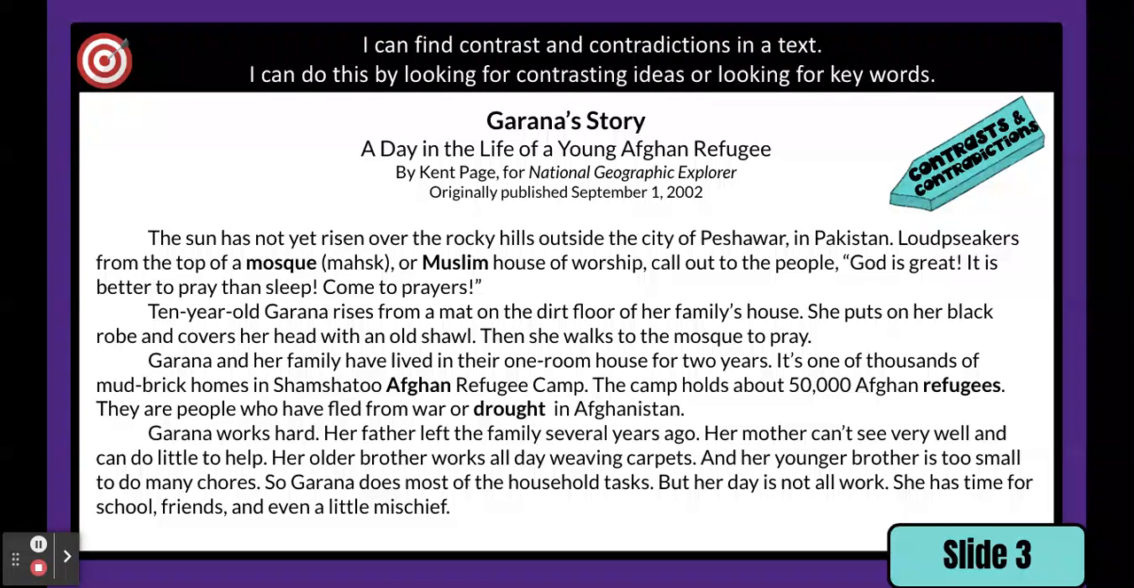Garana works hard. Her father left the family several years ago. Her mother can't see very well and can do little to help. Her older brother works all day weaving carpets, and her younger brother is too small to do many chores. So Garana does most of the household tasks, but her day is not all work. She has time for school, friends, and even a little mischief.